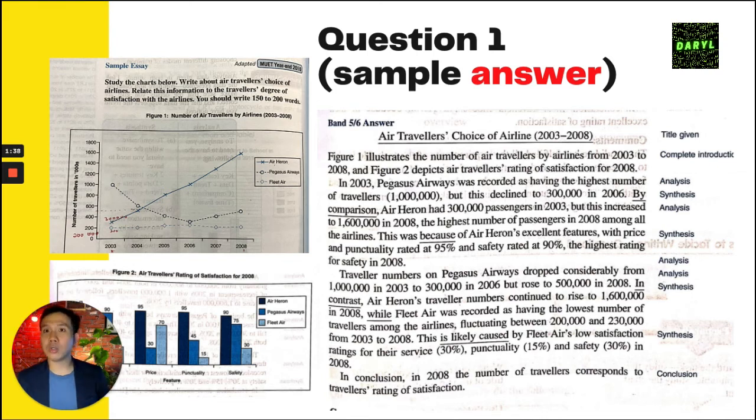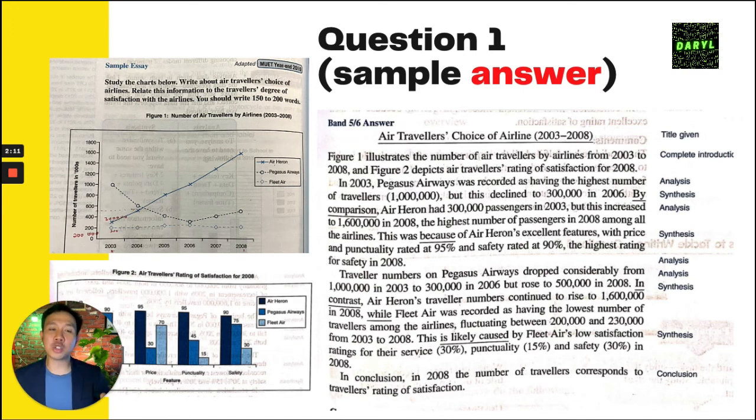Okay, you've seen that? And then look at the pattern. Look at how the line pattern is. Is it going up, going down, or is it flat? So find the key pattern, like I said, whether it's going up, going down, or going straight, or whatever that you can see over there. And if you see the pattern already, try to relate it to figure 2, Air Travelers' Rating of Satisfaction for 2008. Alright, let's move on to the answer, shall we?